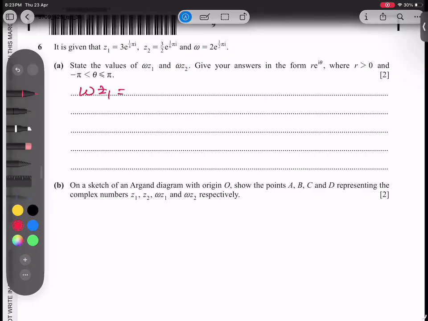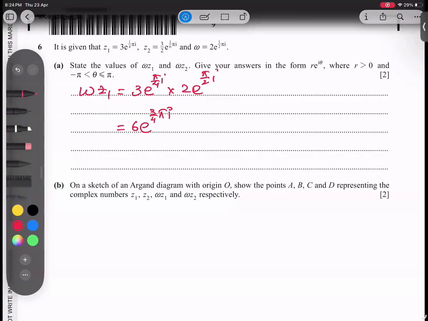Omega Z1 is basically 3 e to the power pi by 4 iota times 2 e to the power pi by 2 iota. And what is the basic criteria, students? In this option, we multiply the modulus outside: 3 2s are 6. But from the argument point of view, we add. So pi by 4 plus pi by 2, so we get 1 over 4 plus 1 over 2. It becomes 3 pi by 4. So 3 pi by 4 iota. Write iota before or after, no problem at all.